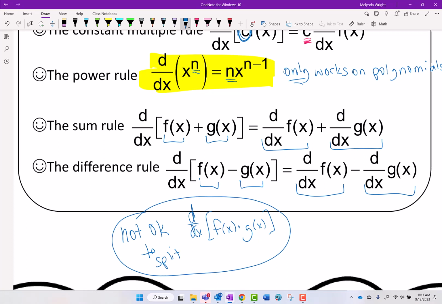This requires a different rule. It's called the product rule, which we'll learn in a bit. So you can only do that with subtraction. You can only do this splitting thing with adding and subtracting. Cannot do it with multiplying and dividing.